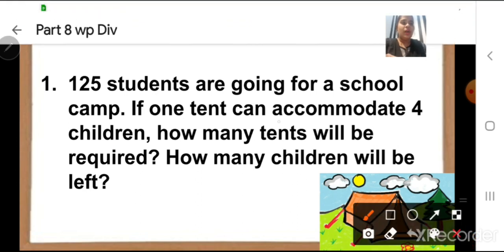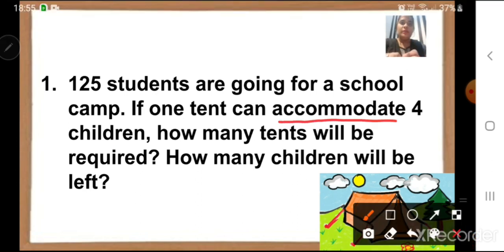Children, what do you mean by accommodate? Accommodate means to fit in. In one tent, how many students can fit in? 4 children, 5 children, how many are there? Now here, as per the question, they have told us that one tent can accommodate 4 children. So only 4 children can fit in one tent. So we have to find out how many tents will be required.